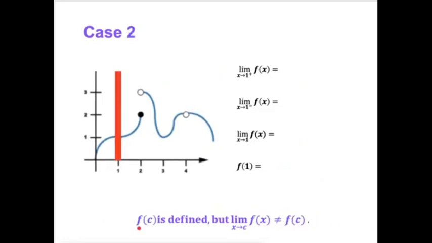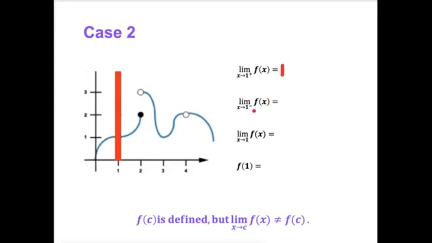Now let's look at case 2. Case 2 said that f of c is defined, but the limit as x approaches c of f of x is not equal to f of c. Our first limit is going to be the limit as x approaches 1 from the right of f of x. So we're going to travel along the curve near x equals 1, and we're going to keep approaching. And notice we can't see what the function value is, but we can look across at the y-axis and see that our limit is 1. So the limit as x approaches 1 from the right of f of x equals 1.